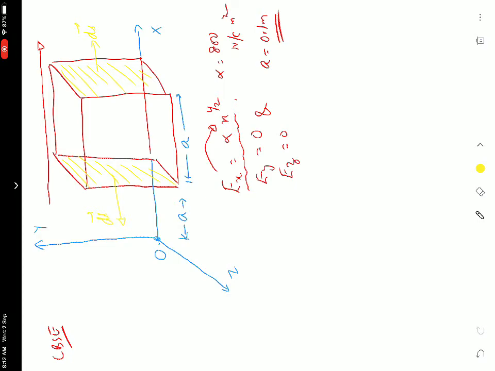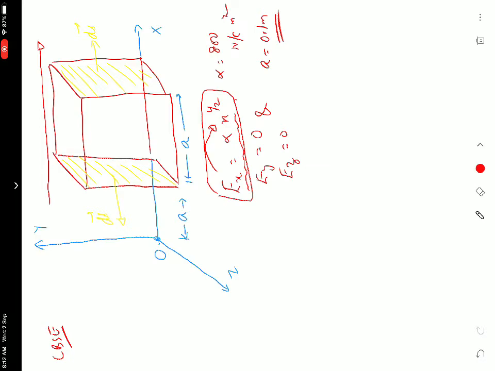So the flux passes only through the right and left faces, which I shaded with yellow color. In the other cases, the top and bottom and front and back surfaces, there will be no flux because there is no electric field along the y and z directions. The most important point is that the electric field is not a constant one, it depends upon the value of x.